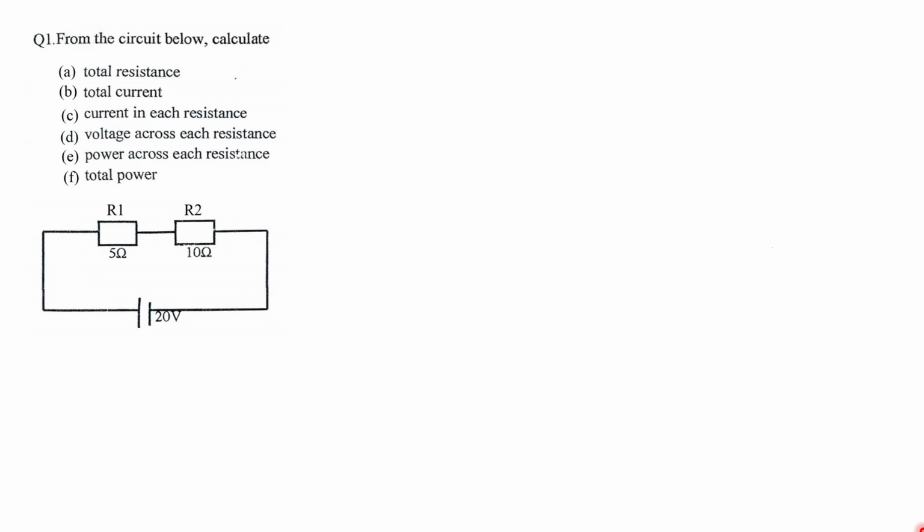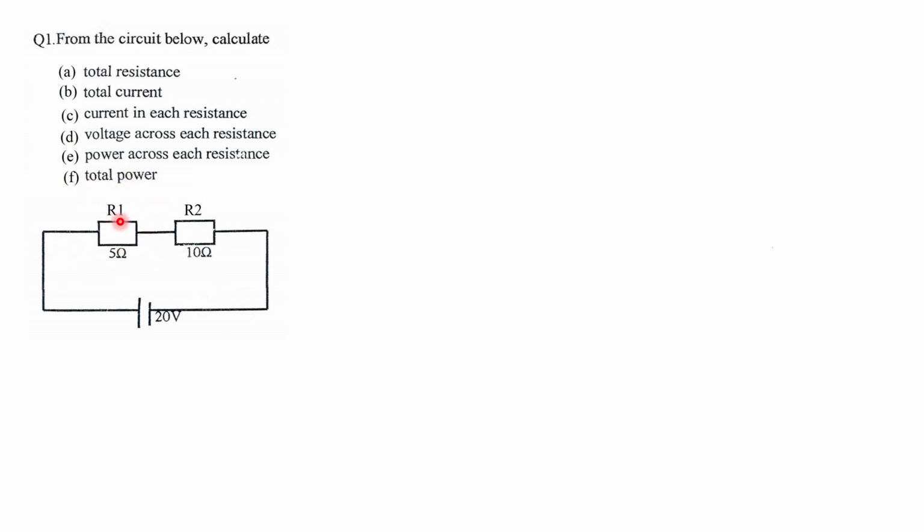So, today we are going to solve this question. This question actually falls under DC circuits. The question is from the circuit below. So, that is the circuit. We have to calculate: A, the total resistance; B, the total current; C, the current in each resistance; D, the voltage across each resistance; E, the power across each resistance; and the last one, F, the total power. So that is the circuit.